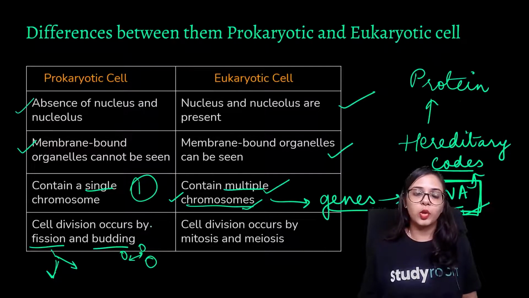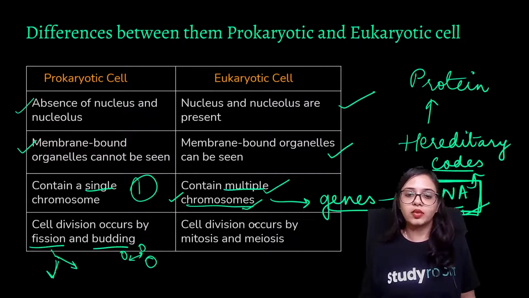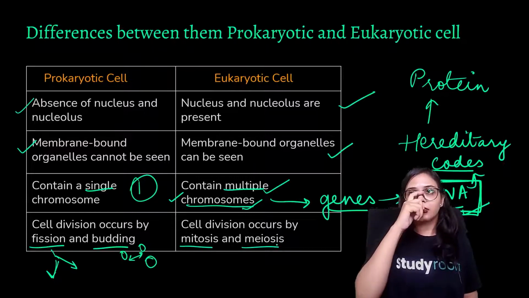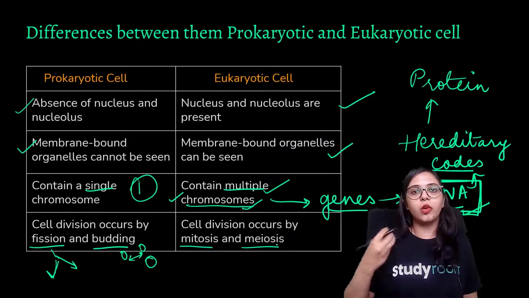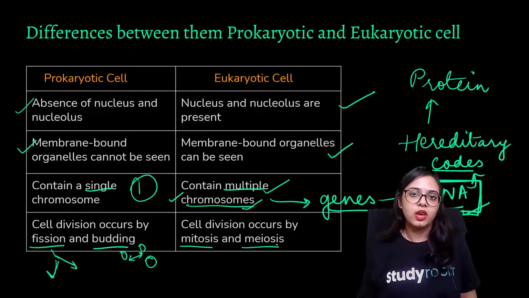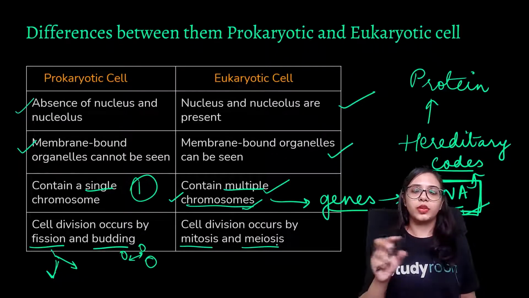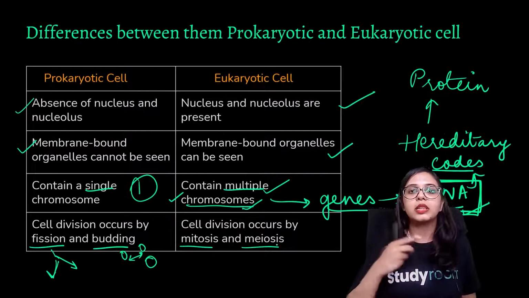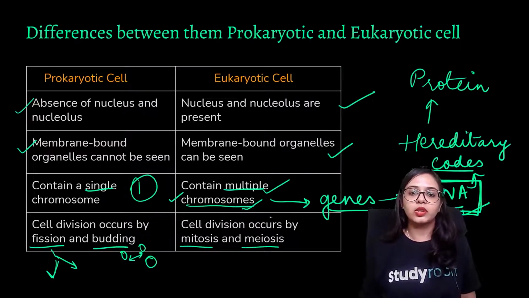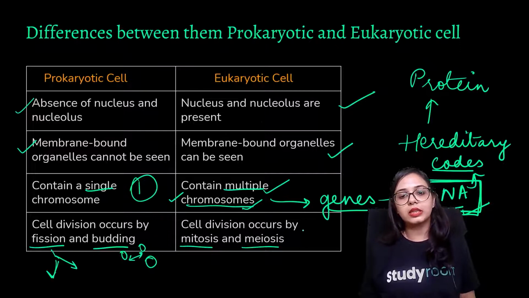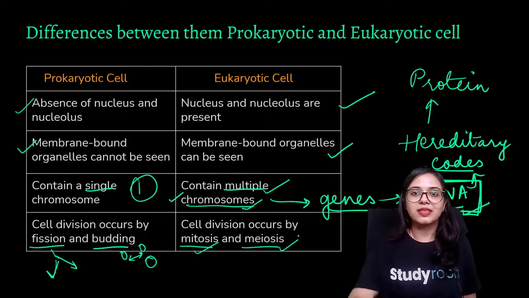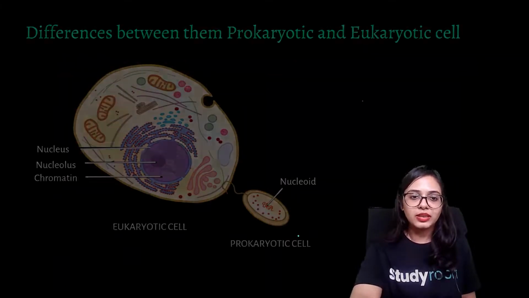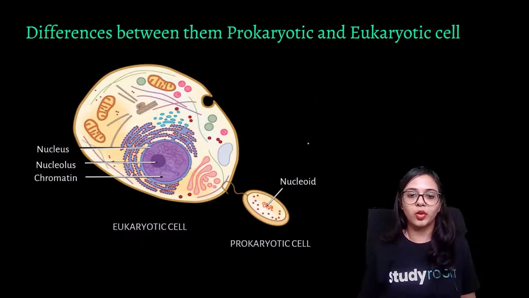Okay, so cell division in prokaryotic cells occurs by fission and budding, whereas in eukaryotic cells it occurs by a process where some of the cell components get involved, performing some functions, some biochemical reaction or chain. There is not just simple division. So cell division is complicated in eukaryotic cells. It occurs either by mitosis or meiosis, and we'll be learning about these processes in detail. All right, so this is the difference between prokaryotic and eukaryotic cells.